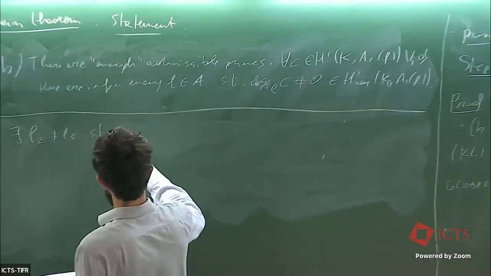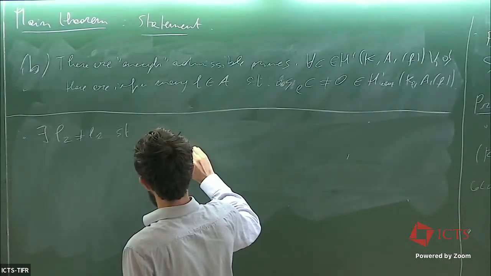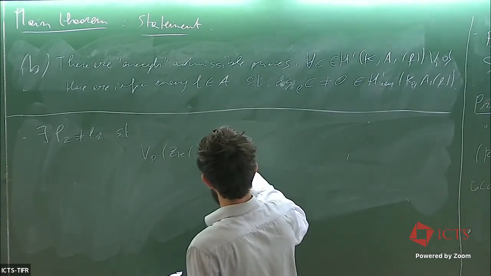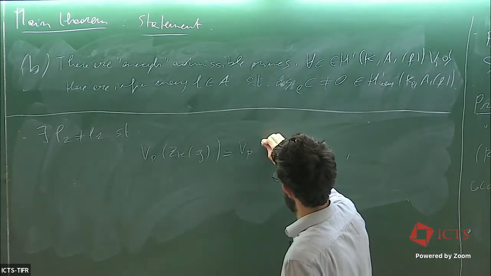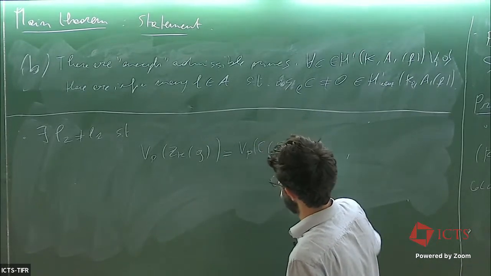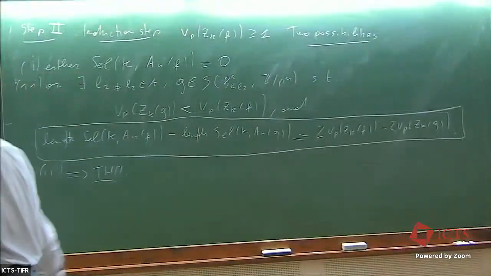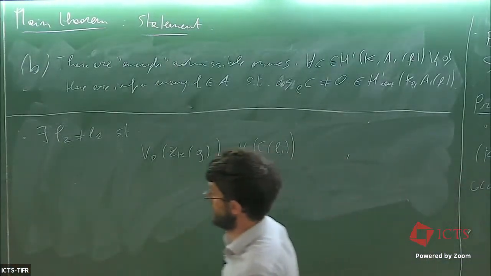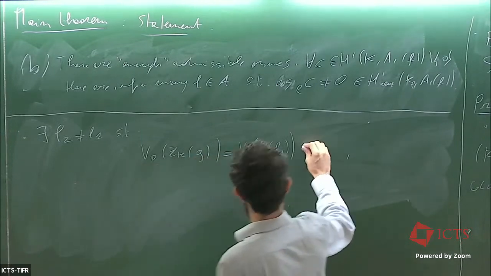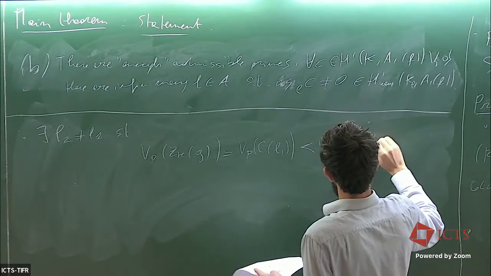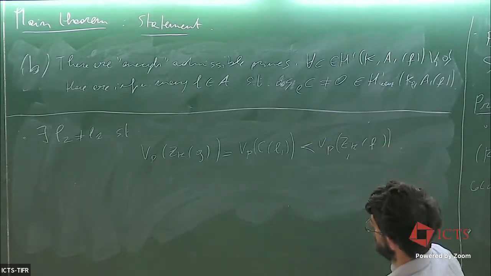The p-adic valuation of the zeta element attached to G is exactly the p-adic valuation of this C of L1. Now you see why you need this assumption. Here you want this inequality to happen in order to perform the induction, and this is precisely what we got there. So this is smaller. So this is why the induction works.